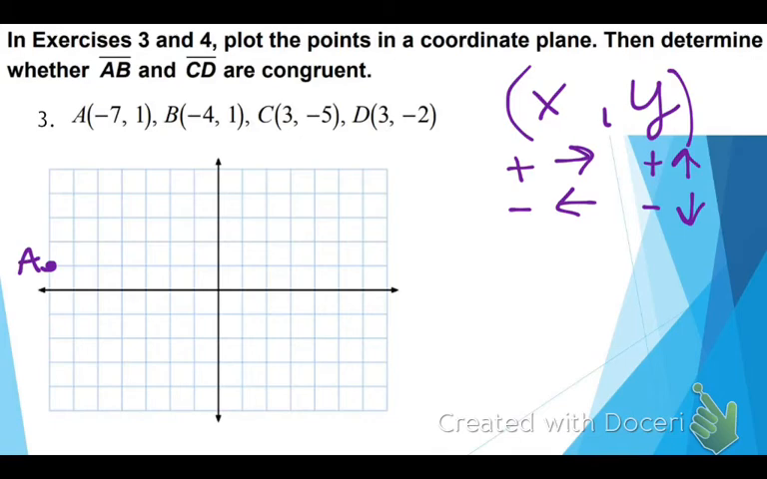B is negative 4, 1. So from the origin, left or right? Left. 1, 2, 3, 4. And then up or down? Up. 1, 2, 3, 4. Sorry, it's different on this paper.